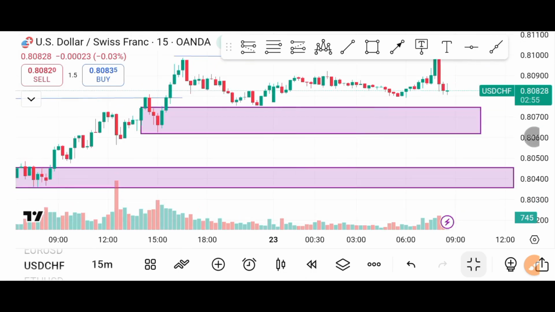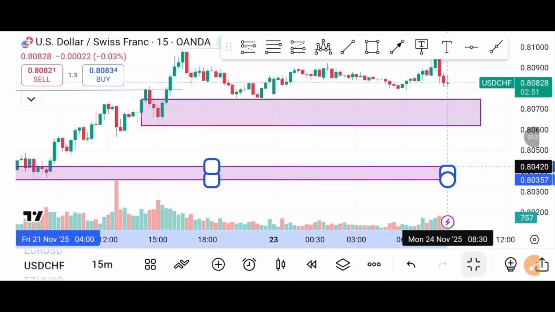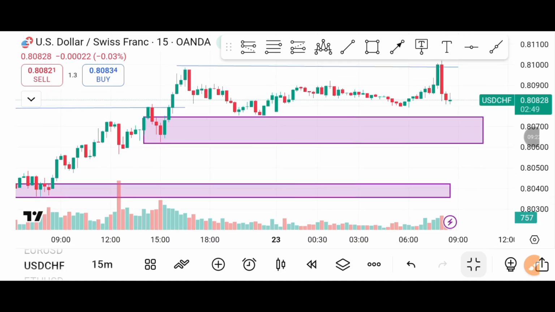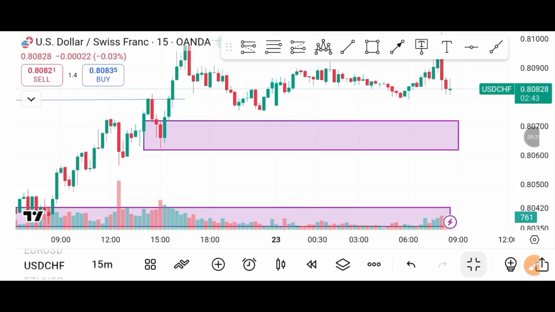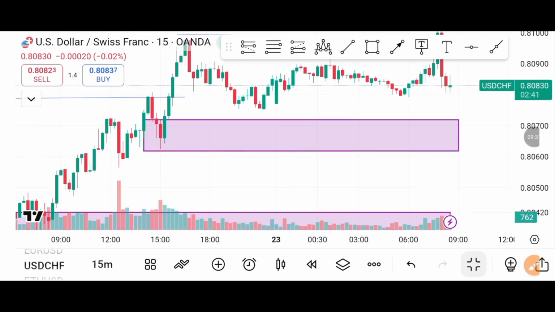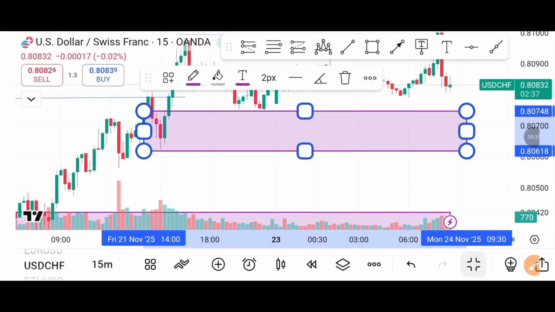Okay, so we refine the levels properly, and this other block we marked out, we refine it properly too. So this is the other block sitting here.